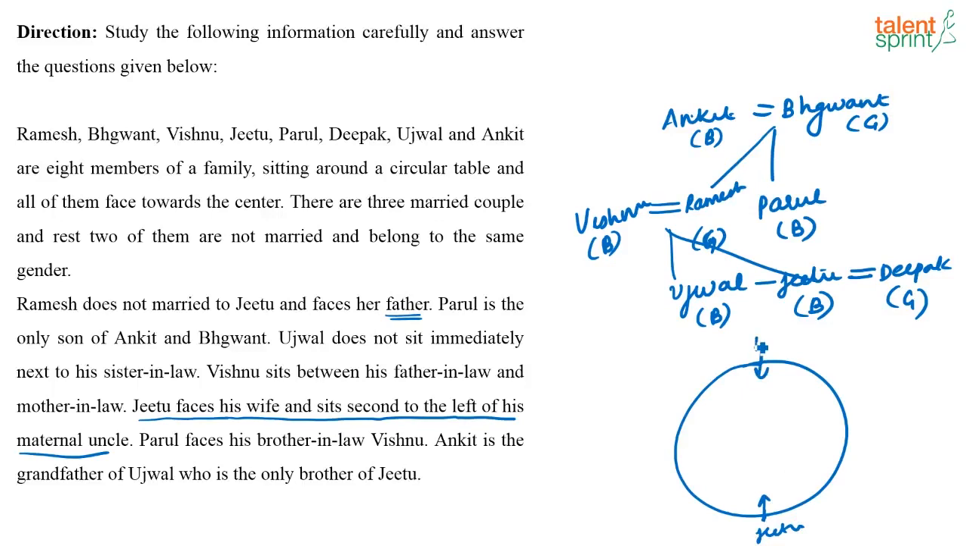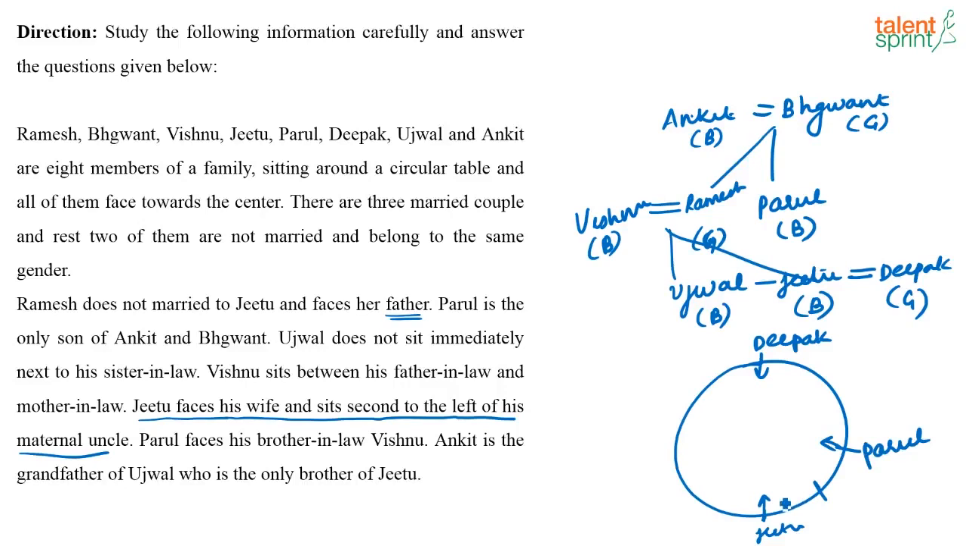So, Jeetu is facing his wife, which means Jeetu is facing Deepak, and he sits second to the left of his maternal uncle. Who is the maternal uncle of Jeetu? It is his mother's brother. His mother is Ramesh. Ramesh's brother is Parul. So, Jeetu is sitting second to the left of Parul. So, this has to be Parul. Second to the left of Parul is Jeetu. Then, Parul faces his brother-in-law Vishnu.